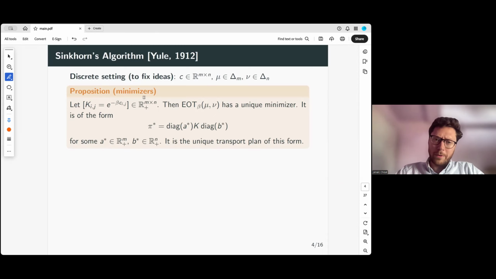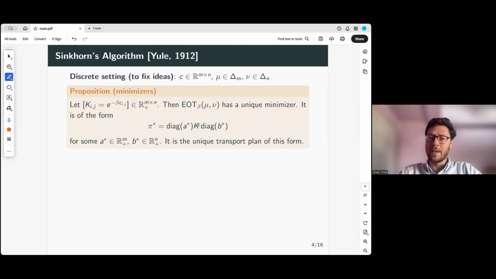So what do we know about the minimizers of this problem? Well, you can define this matrix K ij, which is the Gibbs matrix of the cost function, exponential of minus beta c ij, where this is the entry-wise exponential. So if you had, let's say, a square distance cost, this would be like a Gaussian convolution matrix. So once you define this object and you write down the KKT condition for the entropic optimal transport problem, you see that the solutions must have the following form.